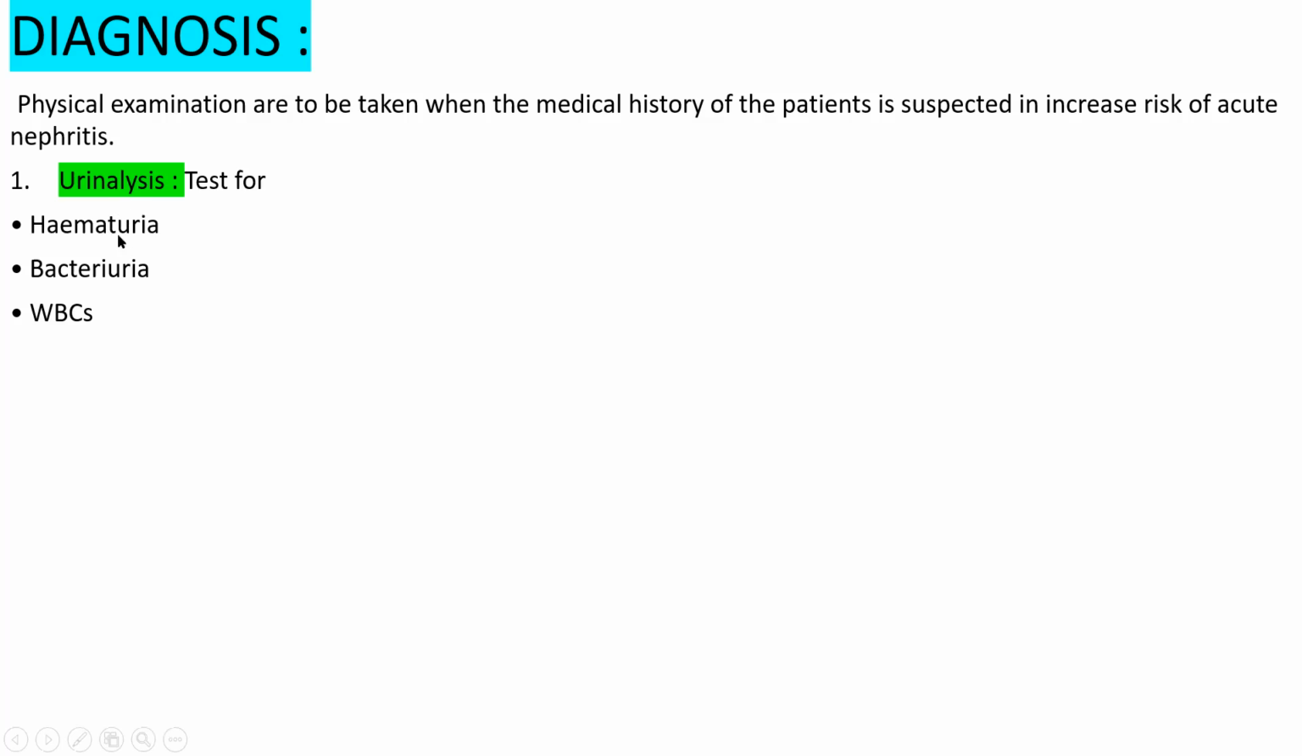Suppose you check the urine of an infected person, and you find that you have hematuria, which means you have blood in your urine, and you have bacteria in your urine, and white blood cells present. If you find all these things present in the investigation results, then that will indicate that you have an infection. So that is how it is done.